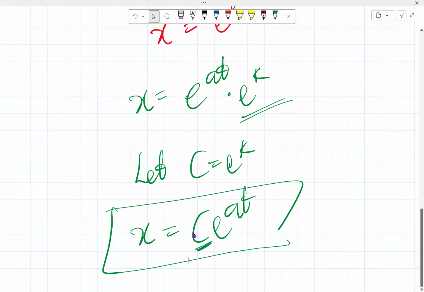So it means that x is a solution, a family of functions, and that is decided by this C. So you can have different C's, different graphs as C varies. But if you have an initial condition, you can get a unique solution, right? Instead of this general one like this.